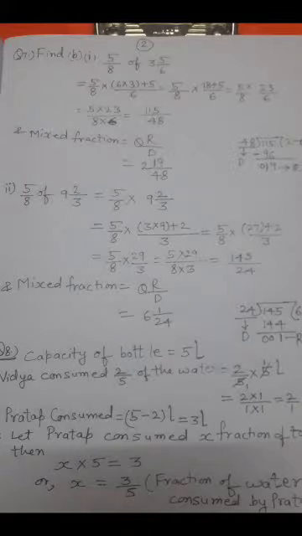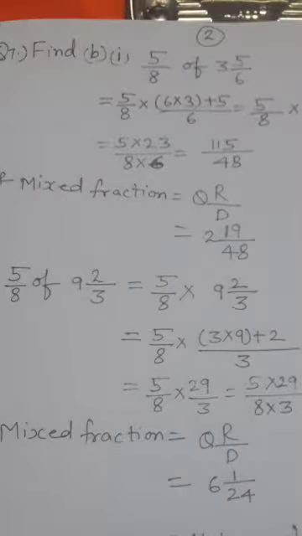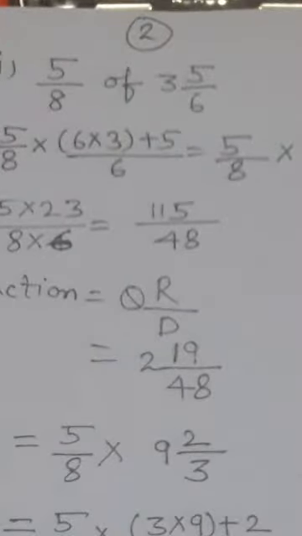We are coming on question number 7 of exercise 3.3. It's B part. Question number 7. Find B. Its first part: 5 by 8 of 3 5 by 6. In place of "of" we will use the sign of multiplication. Again, this 3 5 by 6 is given as a mixed fraction. We'll convert it into a simple fraction.